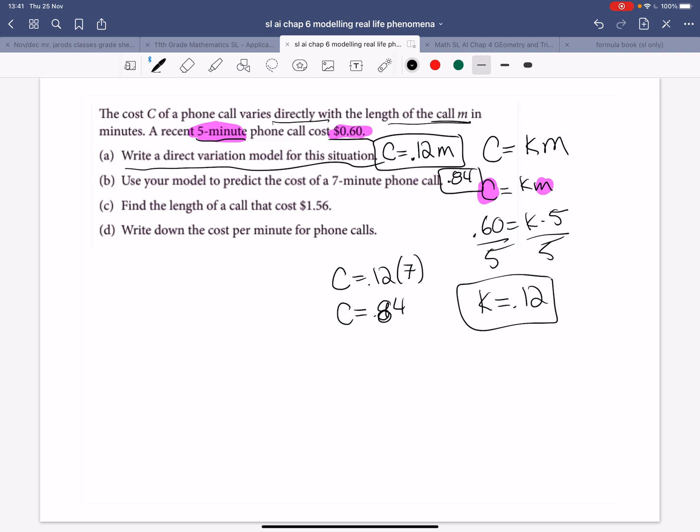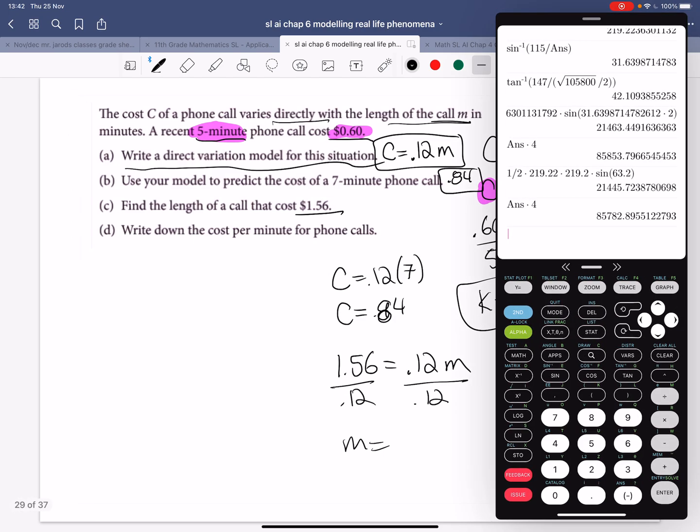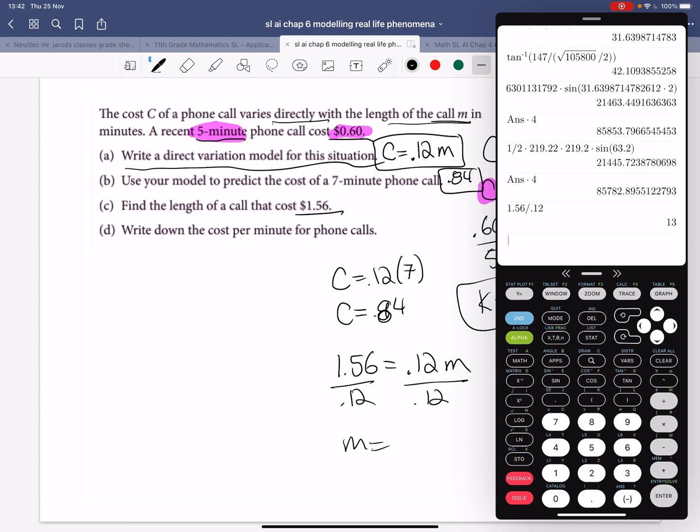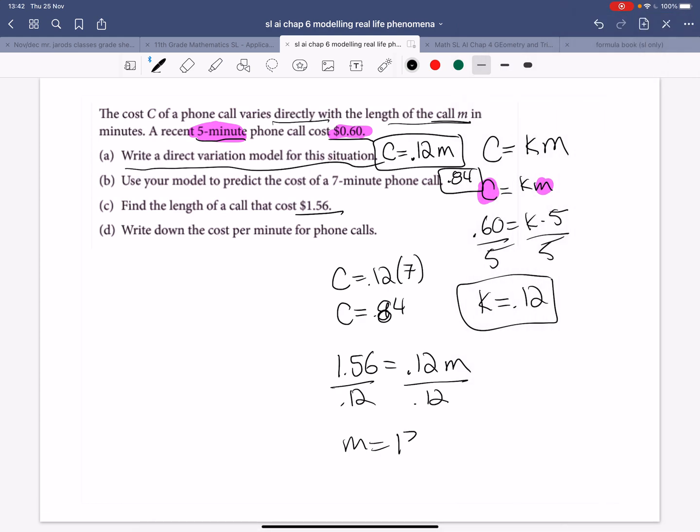Find the length of a phone call that costs $1.56. So the cost is $1.56 equals, we know what k is, k is 0.12 times m. Divide by 0.12, divide by 0.12. m equals, I'm going to use a calculator, 1.56 divided by 0.12, 13 minutes. So m equals 13 minutes.